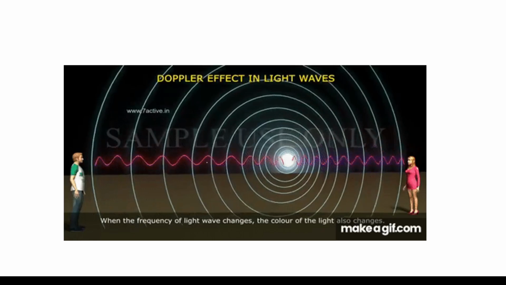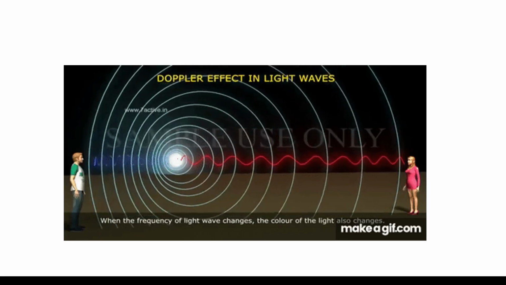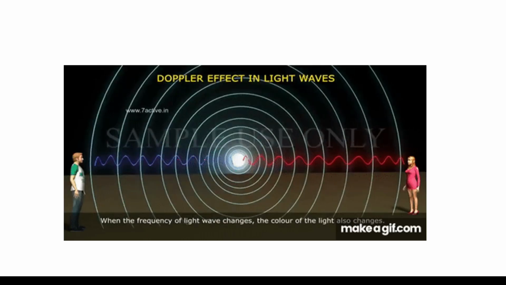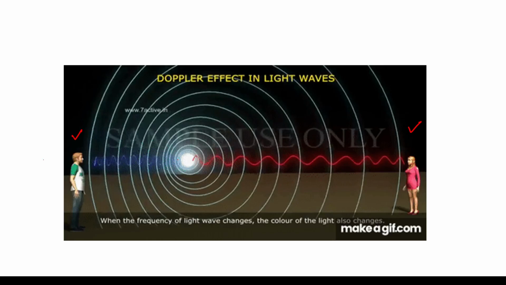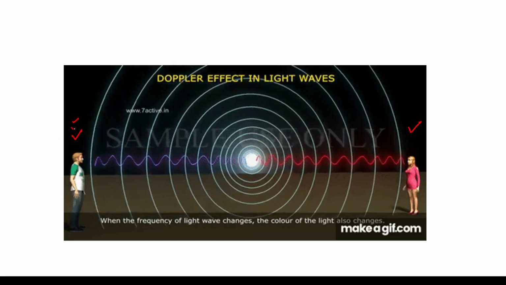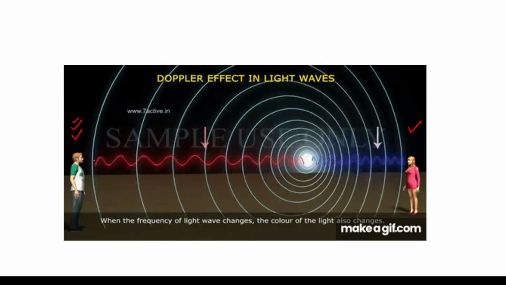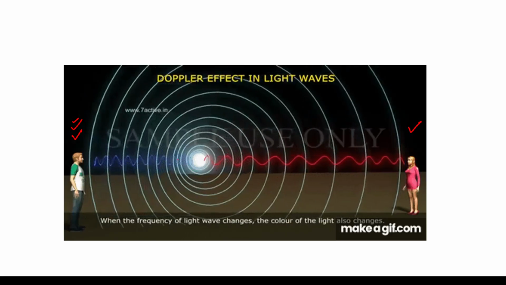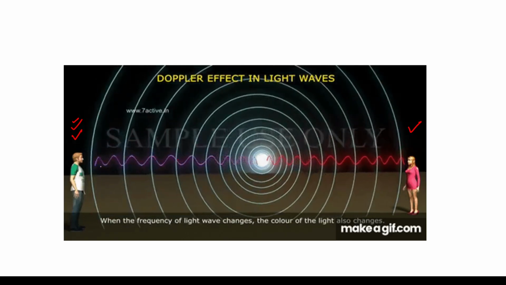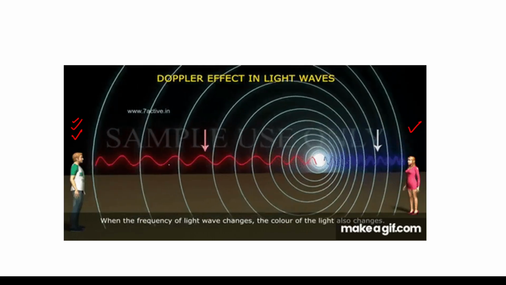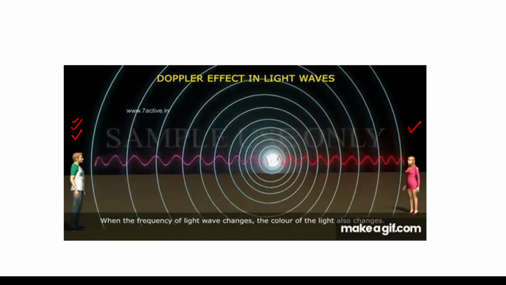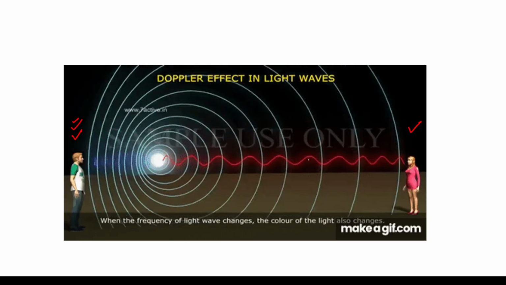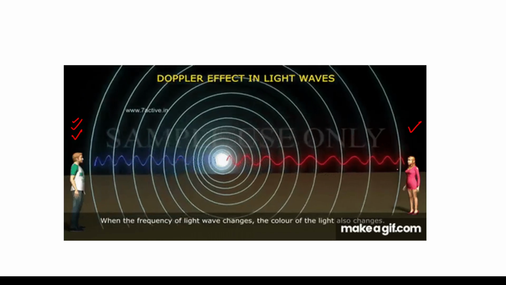Now just focus on this. This is a source, the source of light at the center. Now see this observer and this observer. For the boy, the source is going away, so see how the color changes. It is changing from blue to red. Now for this lady, the source is moving towards her, and the color is changing from red to blue.